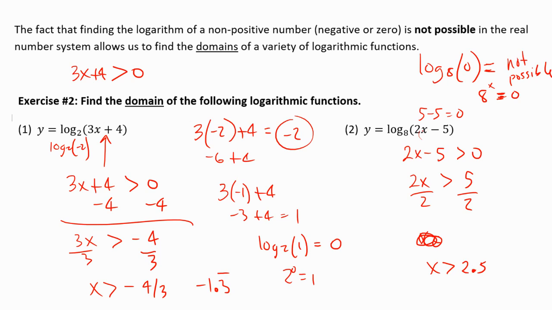But if I make a number greater than 2.5, like 3, then it's possible. If I plug in 3 here, that'd be 6 minus 5. So log base 8 of 1, that's going to be 0, because 8 to the 0 is 1. No matter how much you want to fight that, anything to the 0 is 1.